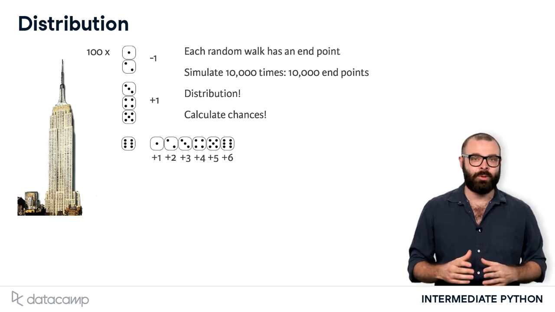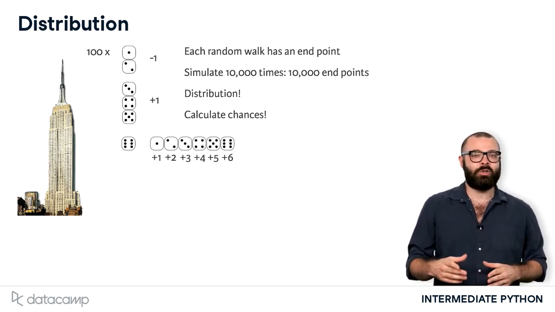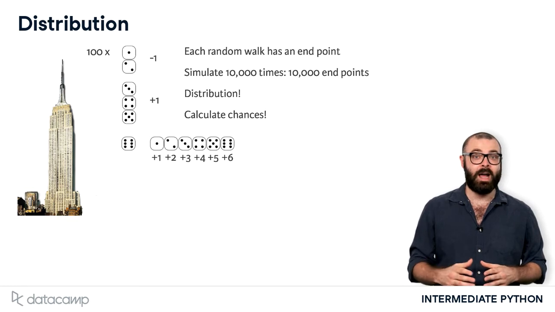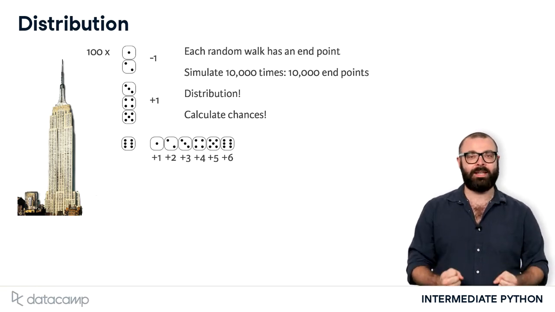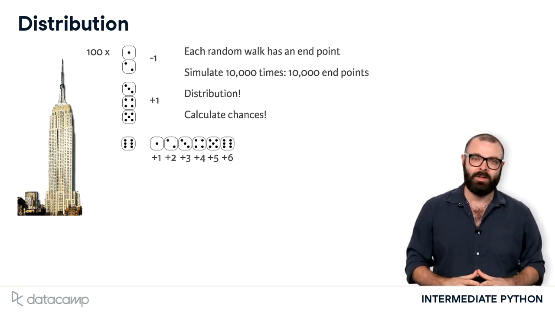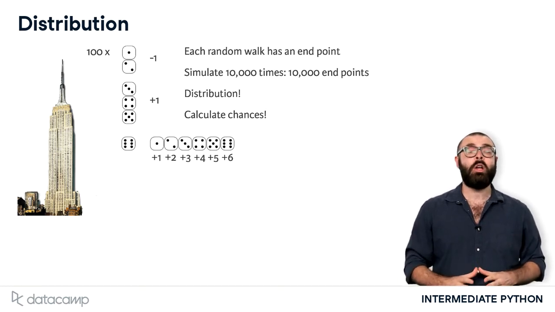But you still have to answer the main question. What is the chance that you'll reach 60 steps high? I'll give you a hint. Each random walk will end up on a different step. If you simulate this walk thousands of times, you'll end up with thousands of final steps. This is actually a distribution of final steps. And once you know the distribution, you can start calculating chances.